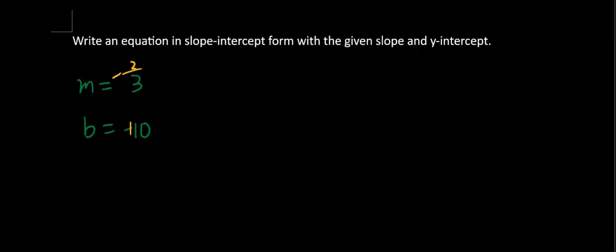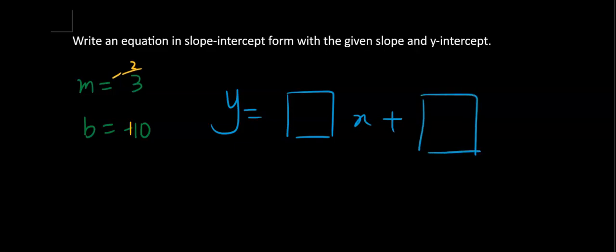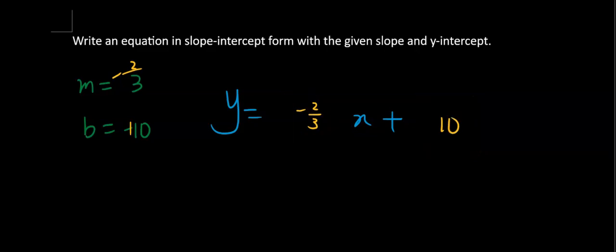Okay? All right. Remember, your form is slope and y-intercept. Put in the slope and put in the y-intercept. And let's read aloud. Our final equation is y equals negative 2/3 x plus 10. That is how you write a slope-intercept form with the given information.